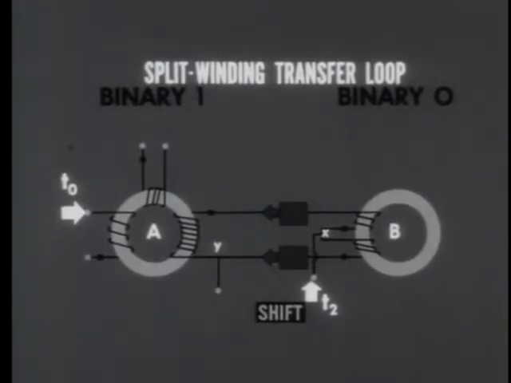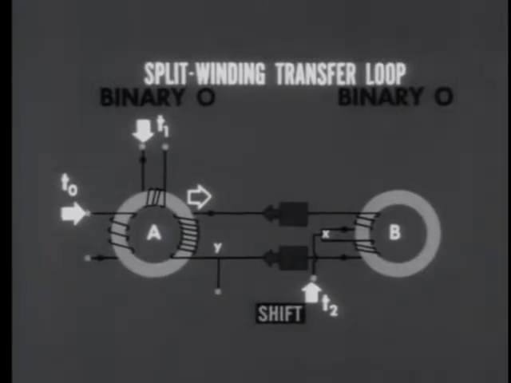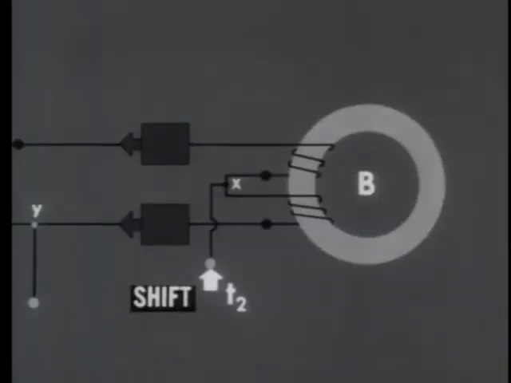At time T1, a pulse is applied to the dot side of the other input winding of core A, switching the core back to 0. Again, the result ordinarily would be an output pulse, on the dot side this time, but the upper diode stops it, and nothing happens at core B. With both cores at 0, we go on to the next step, the shift pulse at time T2.